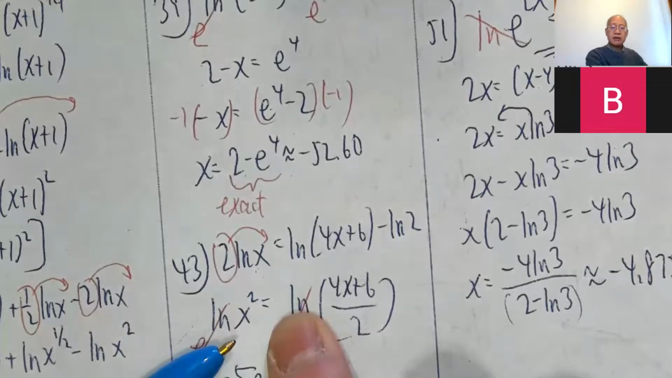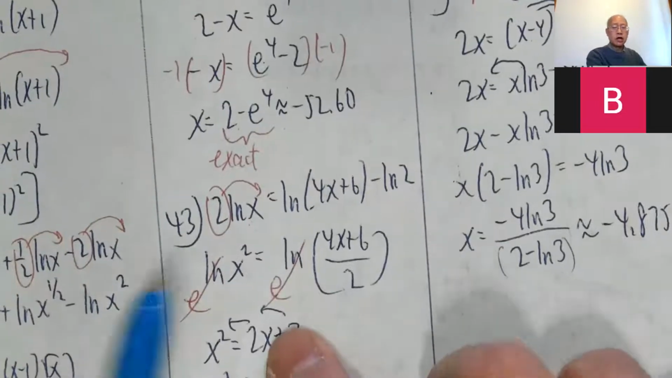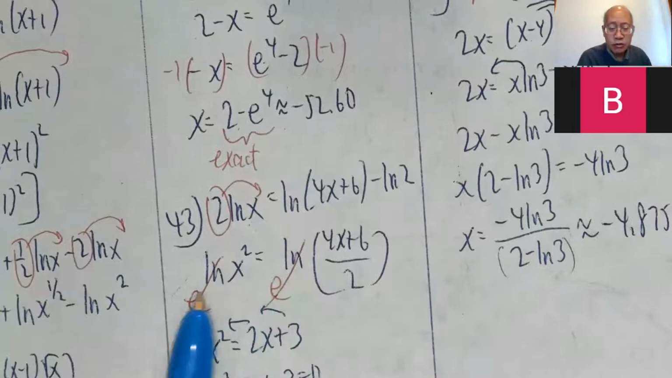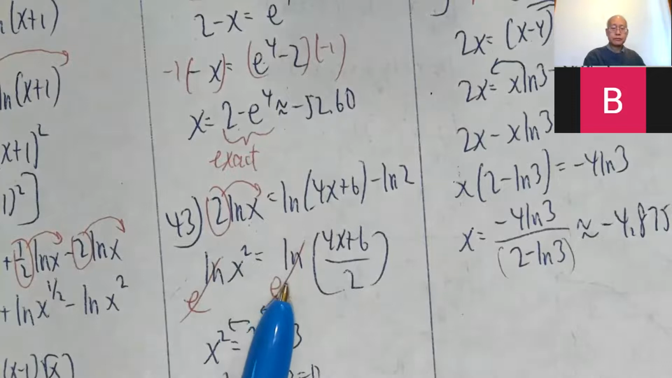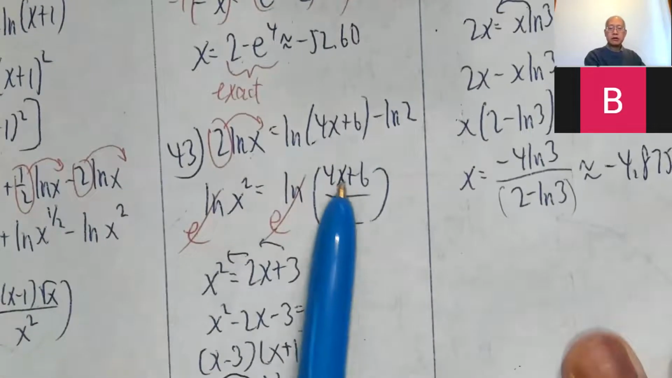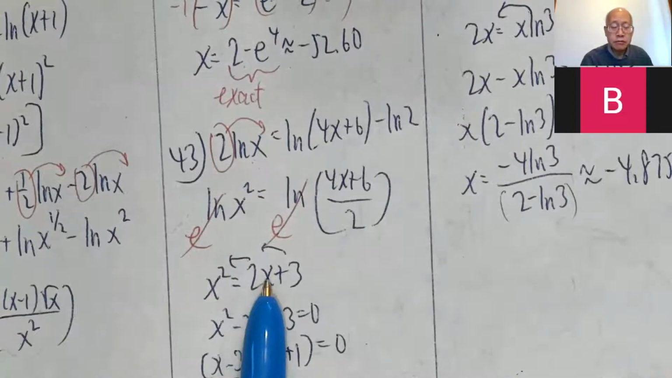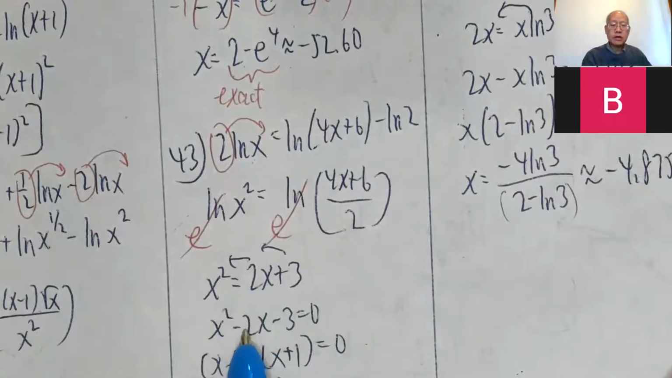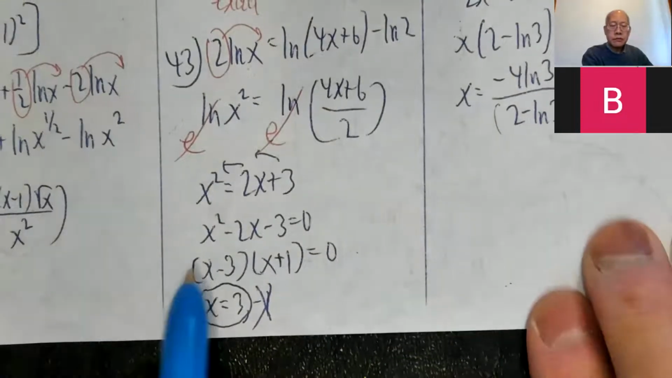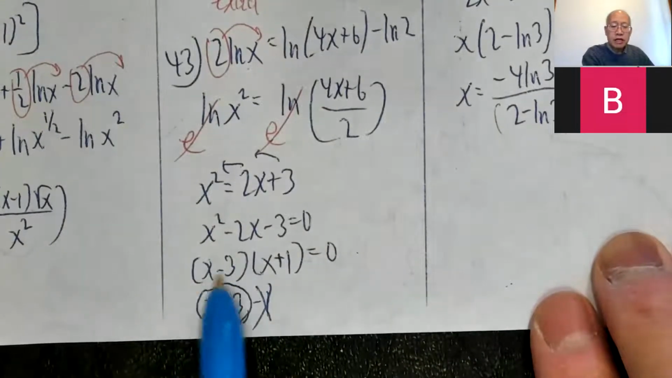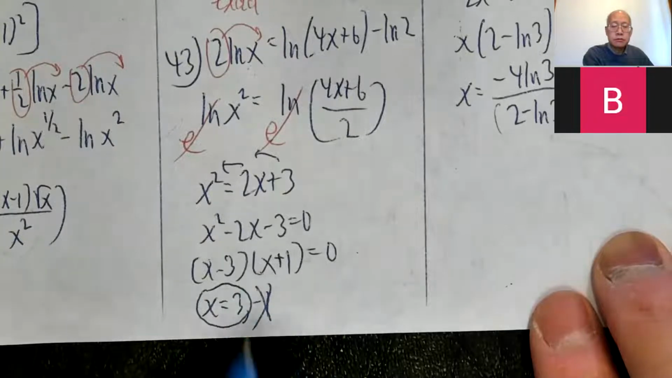And now again, to get rid of the ln's, I exponentiate both sides. Do not divide by ln. There's no such thing as that. You exponentiate. That cancels these all out. Then x squared equals that divided by that, which is 2x plus 3. So now we're good. Now it's essentially an algebra 1 problem. Throw these two over. X squared minus 2x minus 3 equals 0. Factor: x minus 3, x plus 1 equals 0.